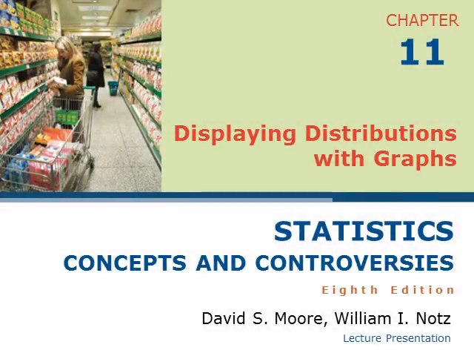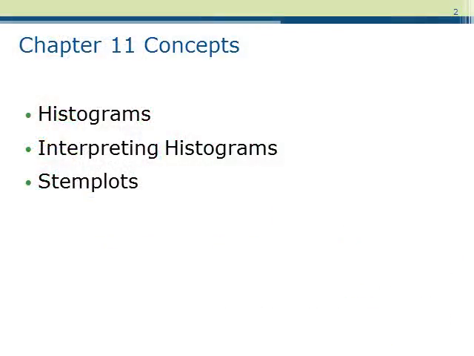Chapter 11 is mainly a continuation of Chapter 10. Recall, in Chapter 10 we discussed pie charts and bar graphs for displaying categorical data, as well as line graphs. In this chapter we will discuss two other graphs which apply to quantitative data. Our focus in Chapter 11 will be on histograms, stem plots, and their interpretations.